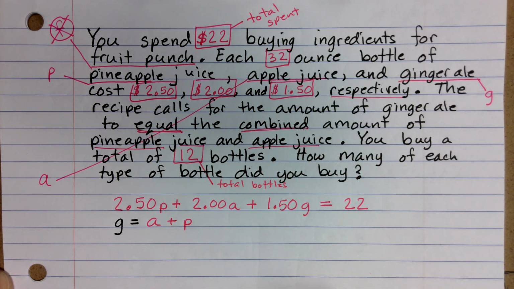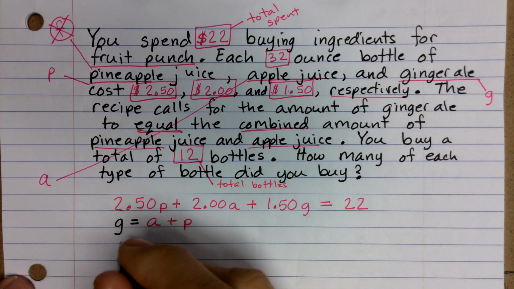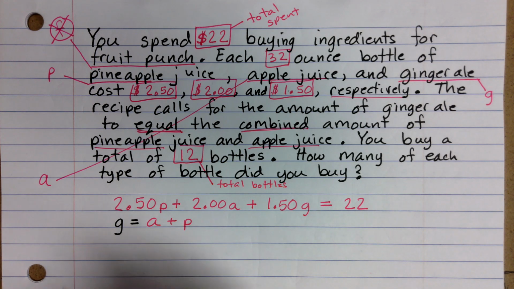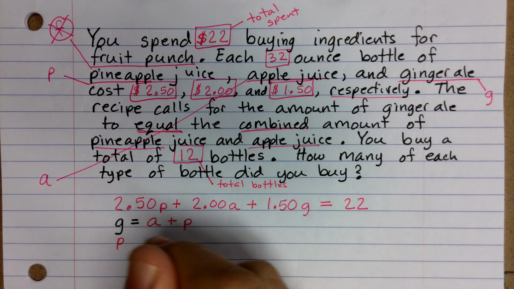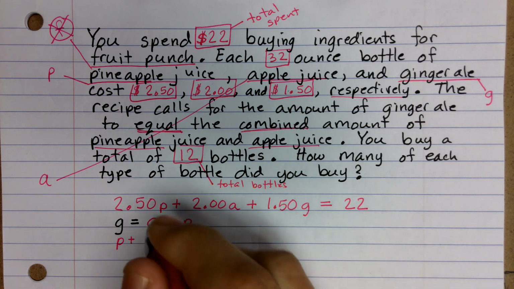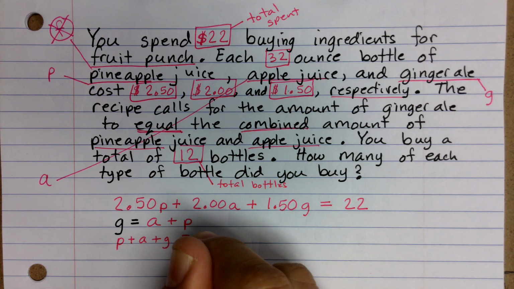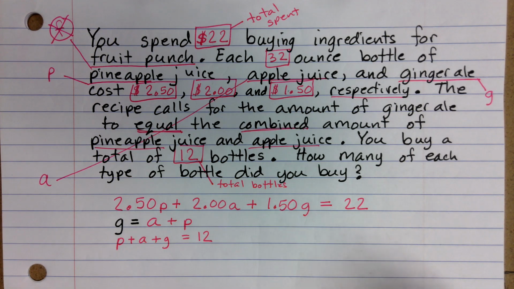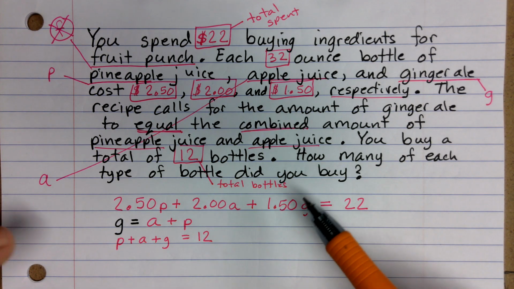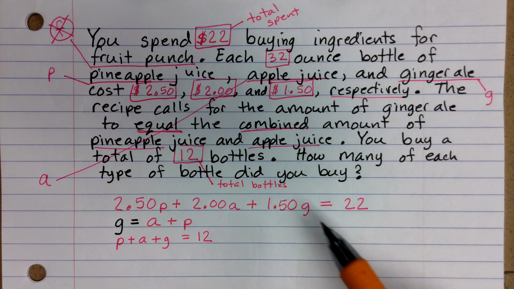So if I were to write that, I'm going to go ahead and write it as the pineapple juice, P, plus the apple juice, plus the ginger ale is equal to a total of 12 bottles. So now I have three different equations, and we're going to go ahead and set these up.